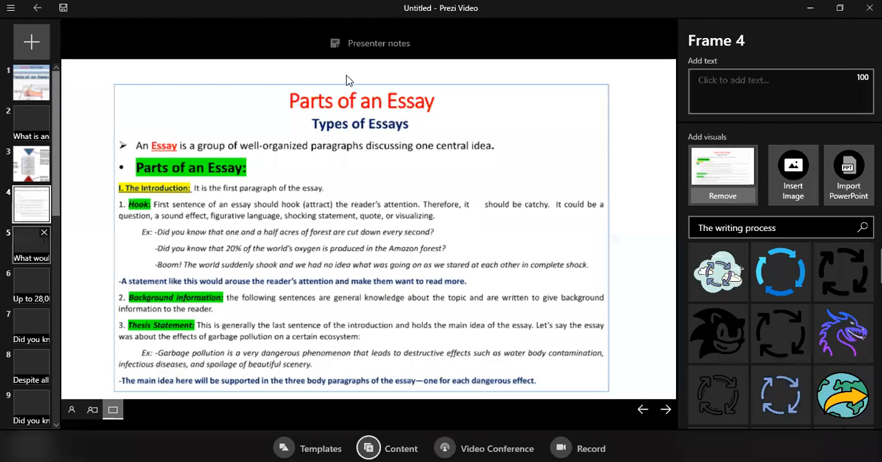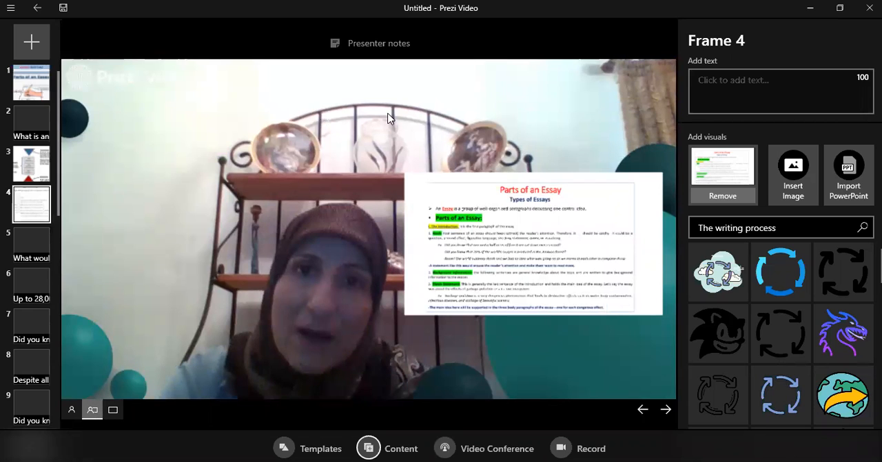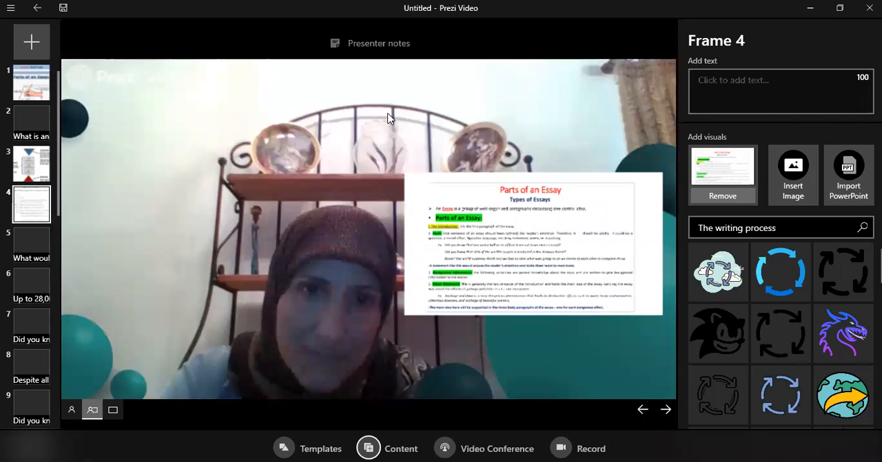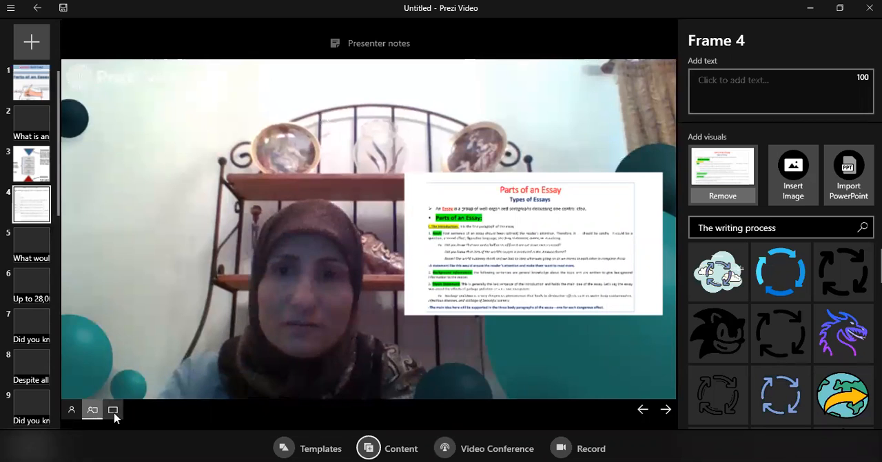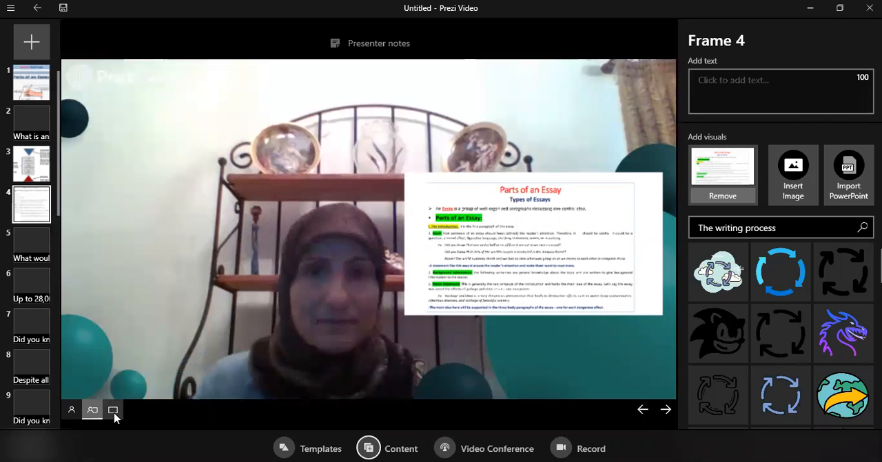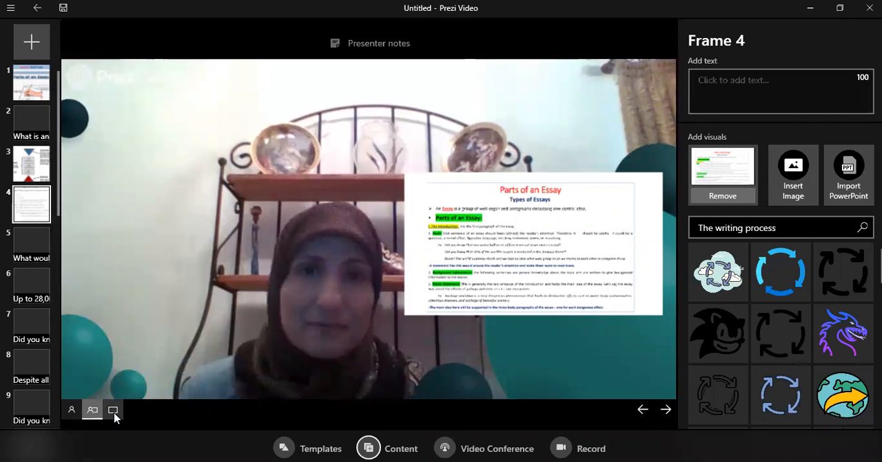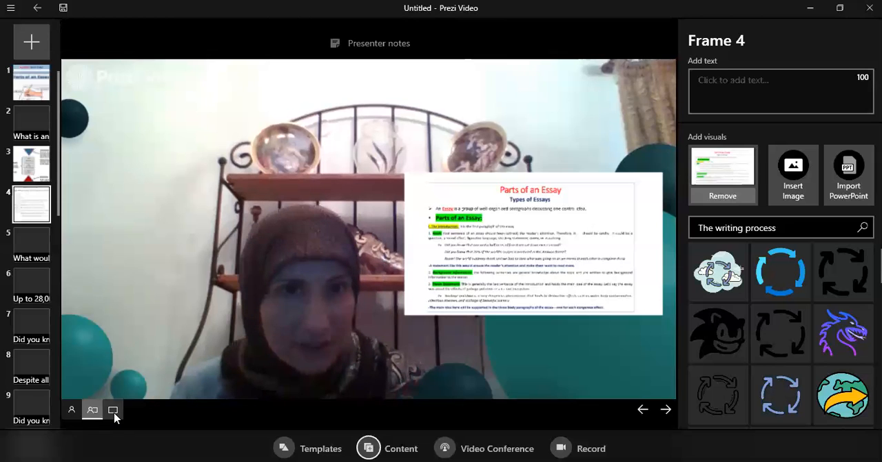After a hook, what comes after a hook? I wrote my hook sentence, then what? Hamad Zayed. Background information. What do we mean by background information? It gives information about the topics the writer will write about in the body paragraphs. Okay, do they need to be specific? Should they be specific? The background information? No, general knowledge. Exactly. The hook, then the background, the information related to the hook, general knowledge about your topic.